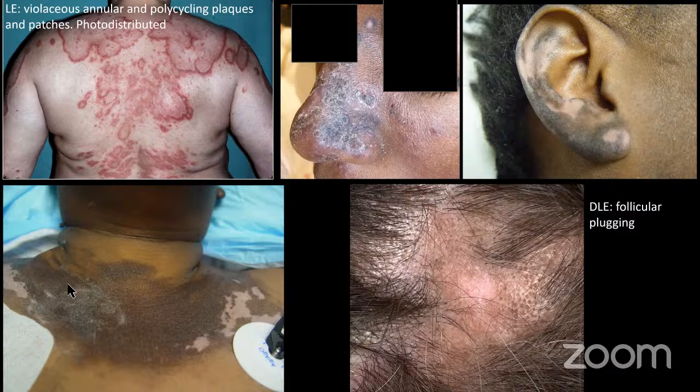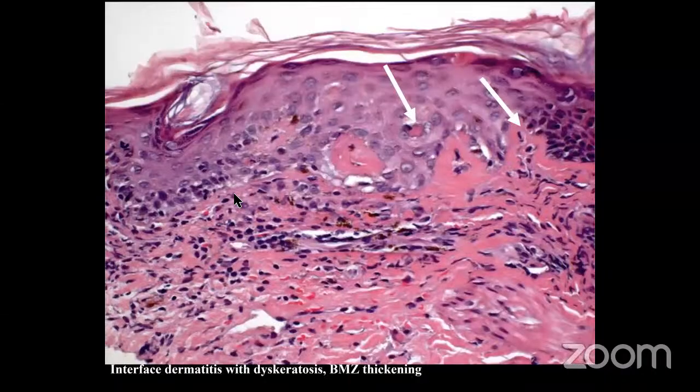And you can see here an example in a dark skin patient, a lot of dyschromia here, and probably again photodistributed, not under her neck but on her chest. And then in the scalp you can see alopecia, and if you look closely you see a lot of plugged hair follicles. So follicular plugging is also common. And again, I've already shown you this picture. You have dyskeratotic keratinocytes, radiate basement membrane zone, erythrocyte extravasation, basement membrane thickening of lupus.